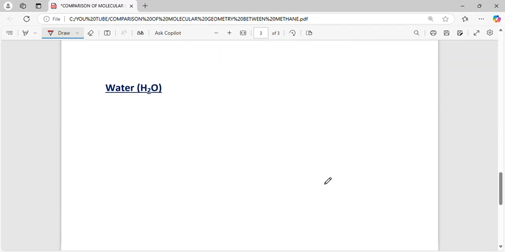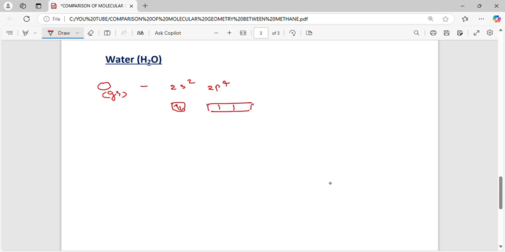Now let's take water. In water, oxygen is the central atom. Oxygen, and the ground state configuration is 2s2, 2p4. So the orbital diagram will be in this way: 2s2, 2p4. So here in 2p4, 1 orbital has the complete paired electrons, the remaining 2 have unpaired electrons. Now we have to see how many unpaired electrons are there. There are 2 unpaired electrons, and those 2 unpaired electrons are enough for these 2 hydrogen atoms. So there is no need of any excited electronic configuration. This itself is the configuration.